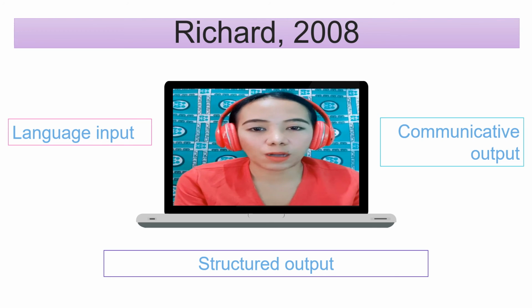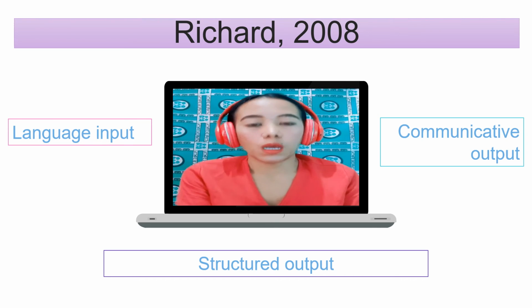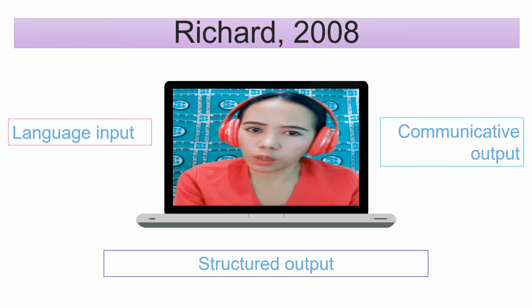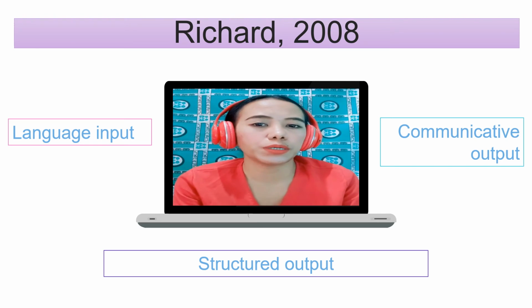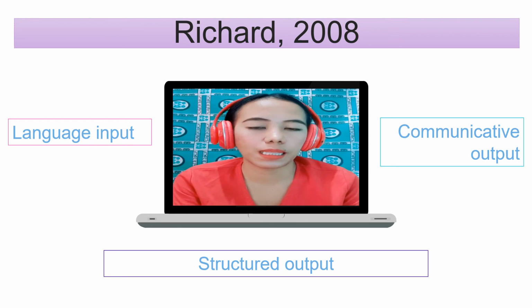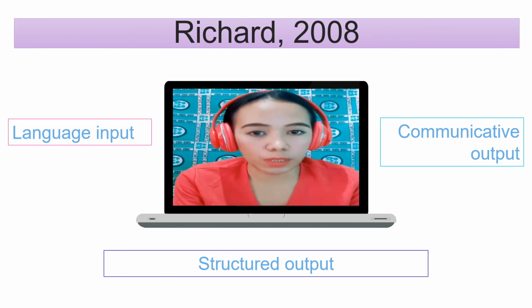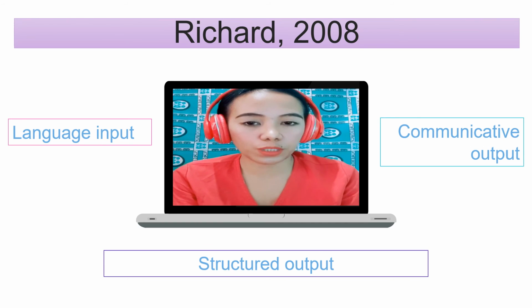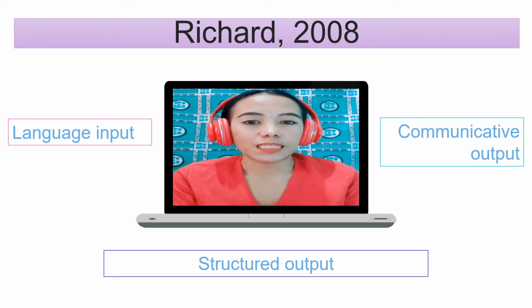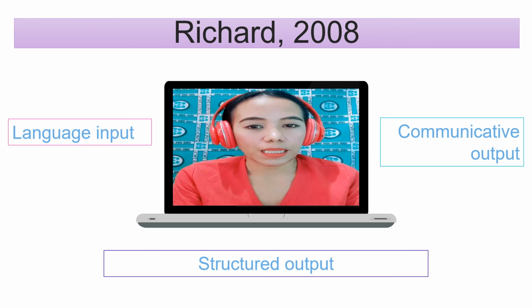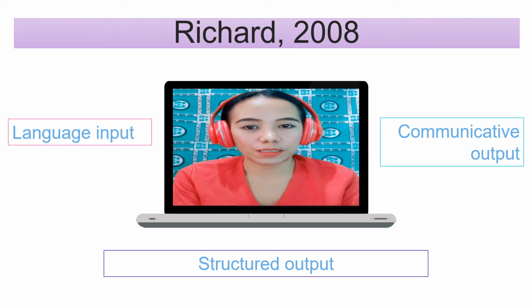And structure output. Structure output is about using the correct form. A teacher in the class, in the speaking class, may introduce a specific form, and when the students respond to something or when the student have to speak, they will use that specific form that just introduced by the teacher.